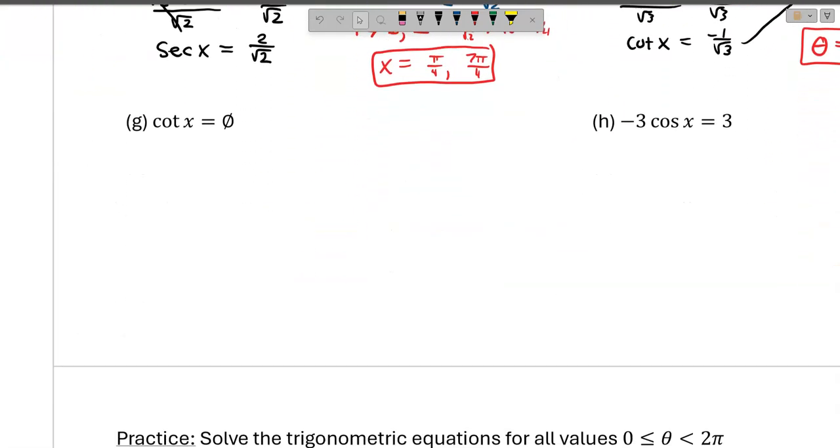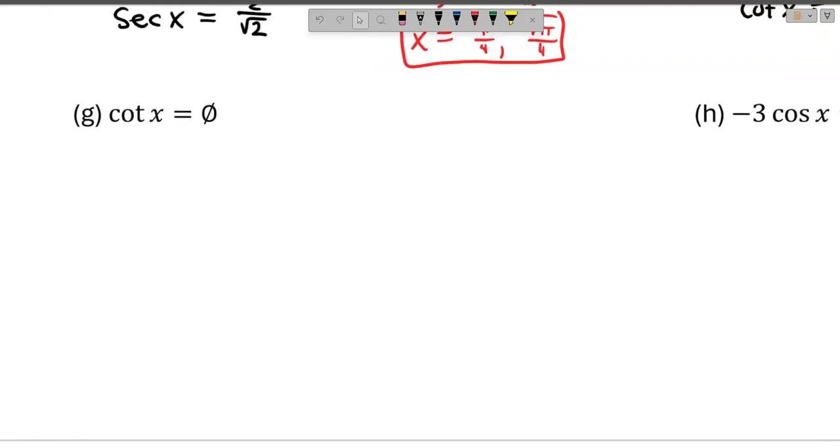Letter G has a unique issue here, and that is this symbol. What does that mean? Well, that means that there are no solutions. That is a mathematical symbol called the empty set. It means no solution. As soon as you see that, the alarm bell should go up that we're talking here about a quadrantal angle. Since we're dealing with cotangent, let's go ahead and flip it.